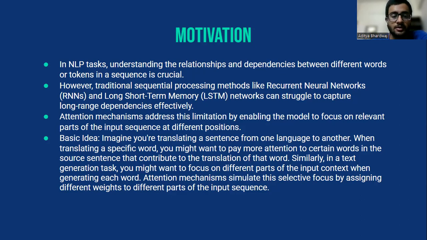So the basic idea is like, imagine you are translating a sentence from one language to another. When translating a specific word, we might want to pay more attention to certain words in the source sentence that contribute to the translation of that word. Similarly, in a text generation task, we might want to focus on different parts of the input context when generating each word. Attention mechanism simulates this selective focus by assigning different weights to different parts of the input sequence.